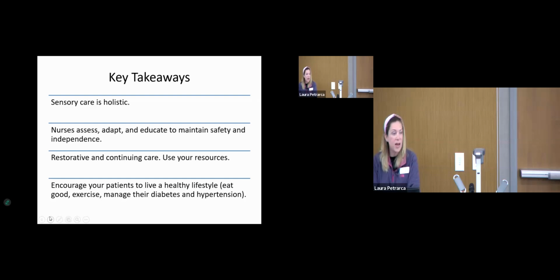Remember, your patients may not get back to their full function, so they need to be able to adapt to that, and you want to promote the highest level of functioning that they can do. Use your resources like we talked about, and encourage your patients to live a healthy lifestyle. Eat good, exercise, take their medications, manage their diabetes and hypertension so that we can prevent any adverse outcomes.